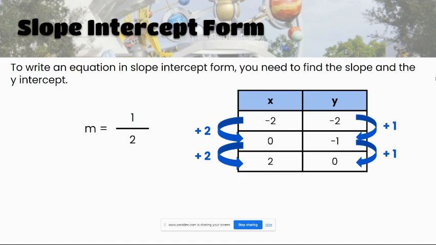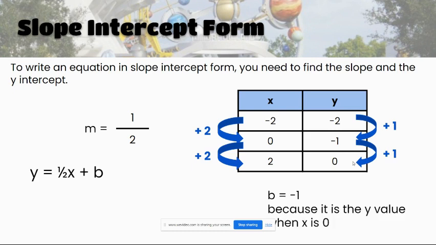Now I can actually see the y-intercept in the table because here I have an x value of 0. And the y-intercept is always the y value when x is 0. So x is 0 and y is -1, so the y-intercept has to be -1. So I can plug in 1/2 for the slope, and then I can plug in -1 for the y-intercept. So my equation would be y equals 1/2 x minus 1. That would be the equation of this line in slope-intercept form.